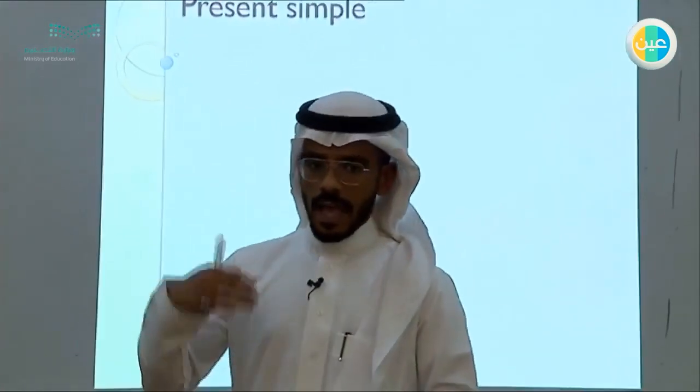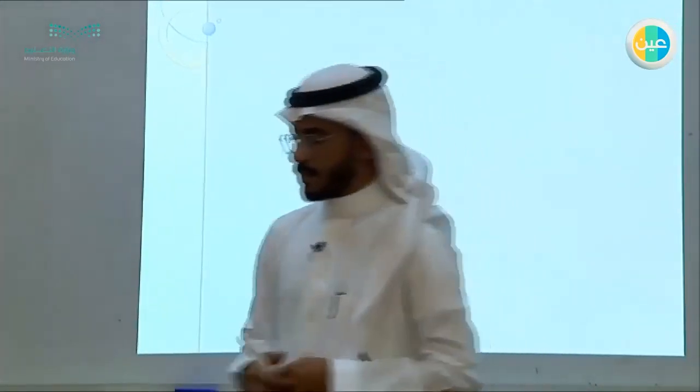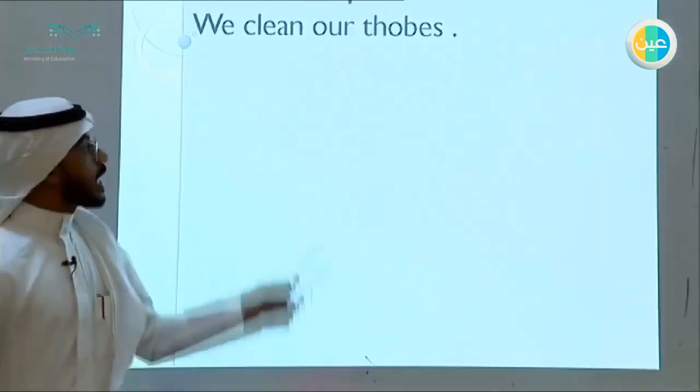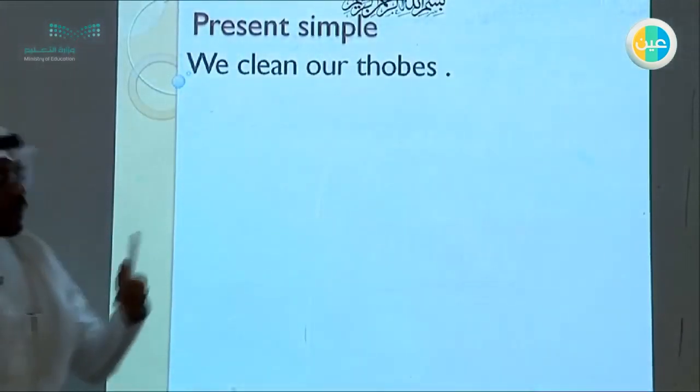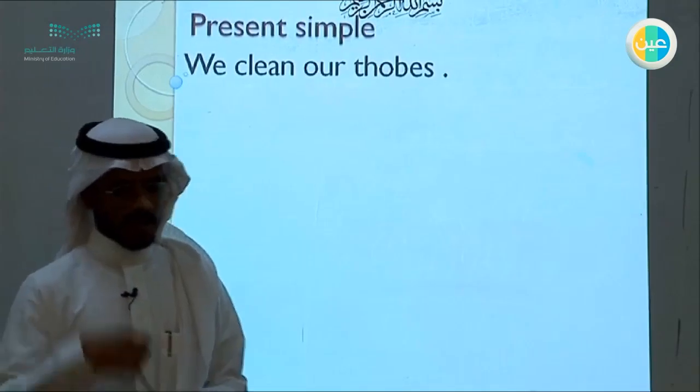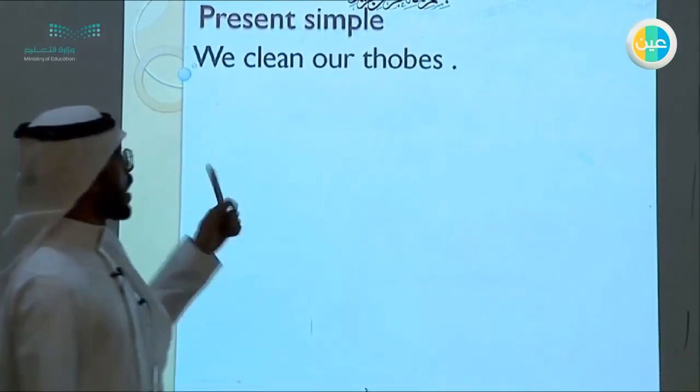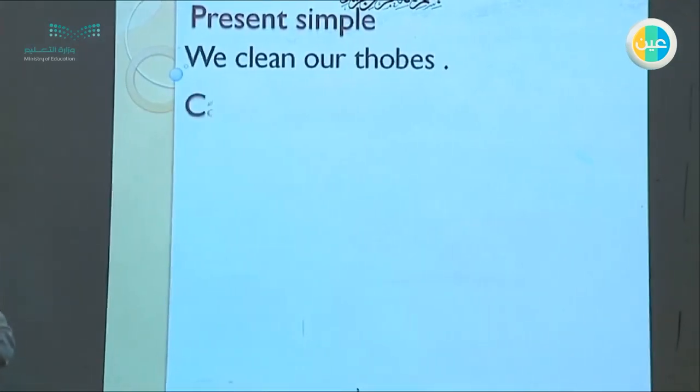Present simple. As you know, we use this tense when I talk about something that happens every day or a habit. For example, we clean our thobes. نحن نغسل ملابسنا. This is present simple. Okay, how can I change it to causative form?